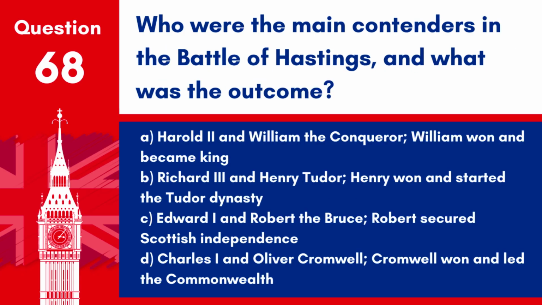Question 68. Who were the main contenders in the Battle of Hastings, and what was the outcome? A. Harold II and William the Conqueror. William won and became king. B. Richard III and Henry Tudor. Henry won and started the Tudor dynasty. C. Edward I and Robert the Bruce. Robert secured Scottish independence. D. Charles I and Oliver Cromwell. Cromwell won and led the Commonwealth.